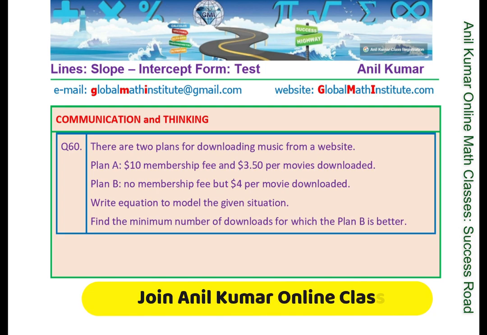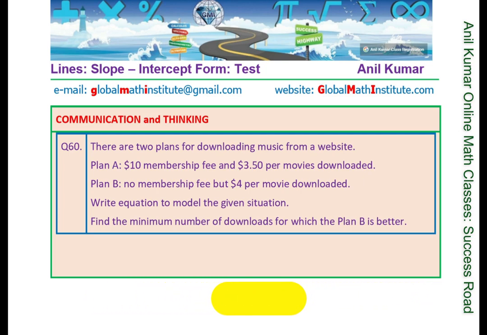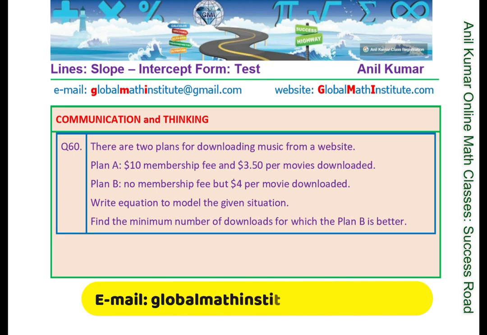Last example here is a word problem. There are two plans for downloading music from a website. Plan A: $10 membership fee and $3.50 per movie downloaded. Plan B: no membership fee but $4 per movie downloaded. Write an equation to model the given situation. Find the minimum number of downloads for which plan B is better. So write down the equations and then equate to find the answer.